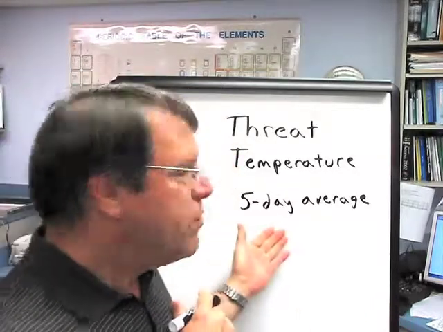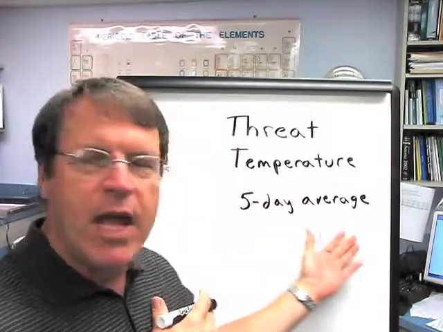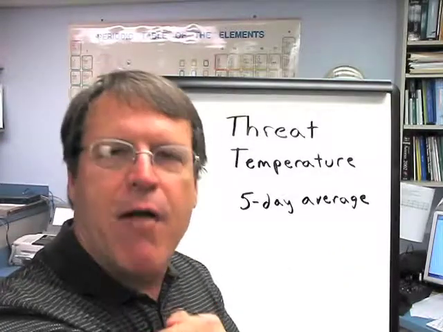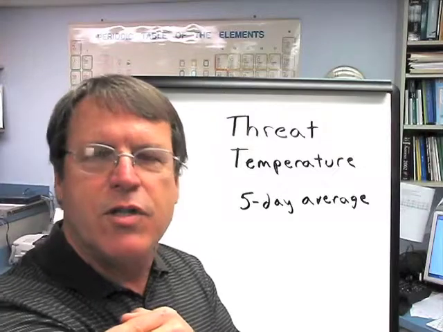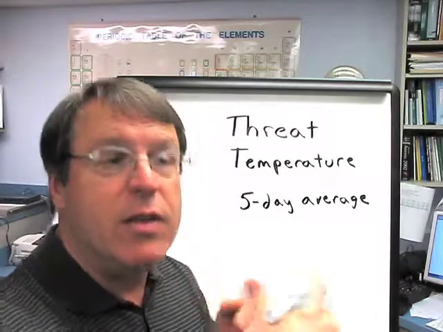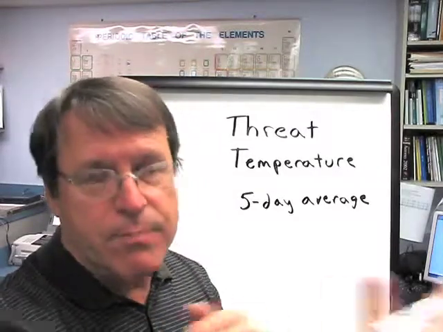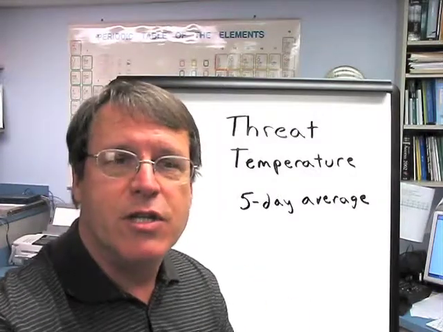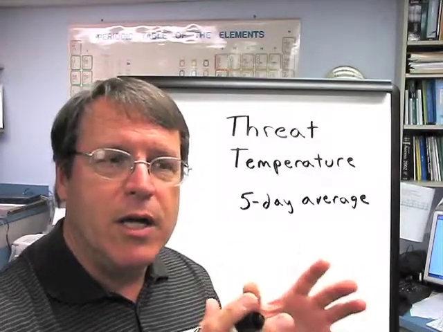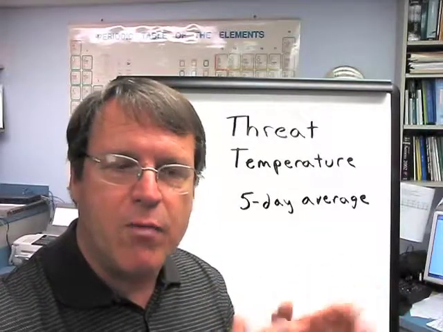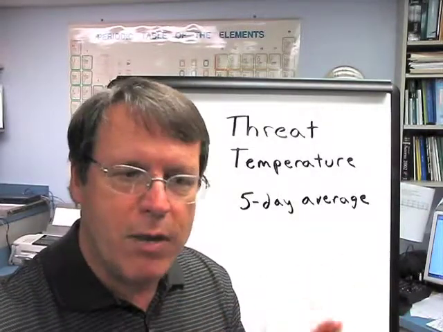Now, the threat temperature, as we use it, is a 5-day running average of forecasted temperatures, and it's an average of the averages. So when you see a temperature such as 60 degrees, which is the trigger for concern for diseases such as brown patch, that means that there are at least 5 days where the average of those temperatures is over 60 degrees. So it's a pretty solid number. It means there's enough temperature there for you to have a problem with certain diseases like brown patch.